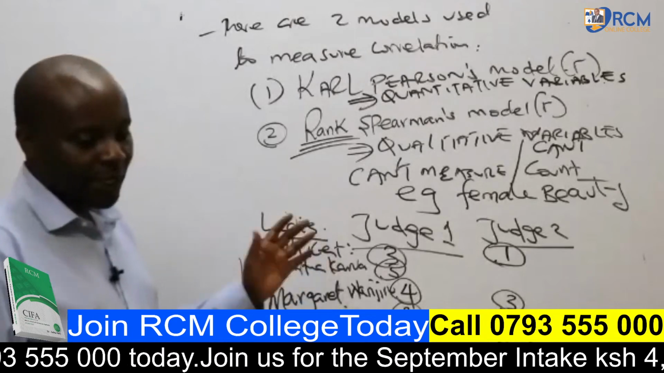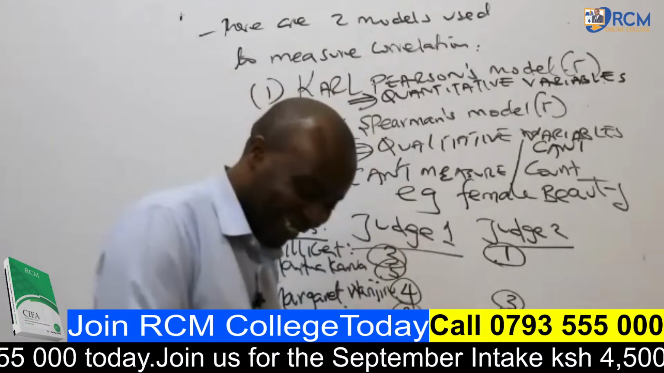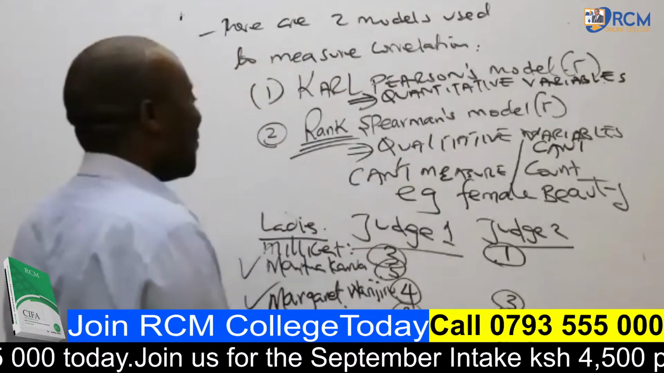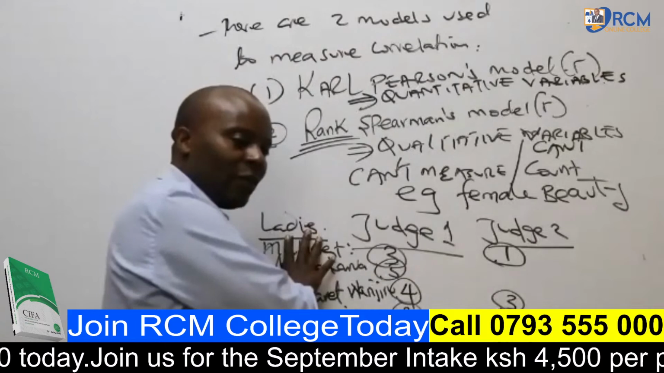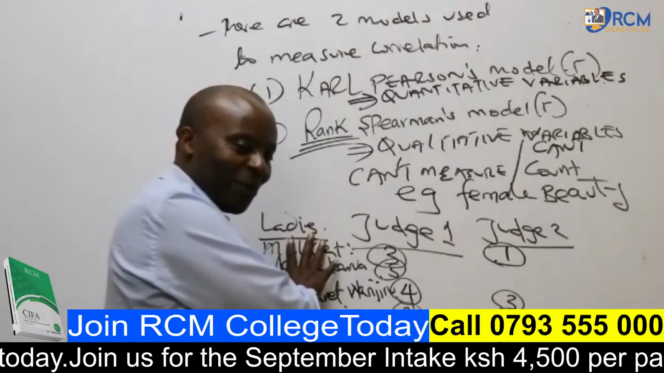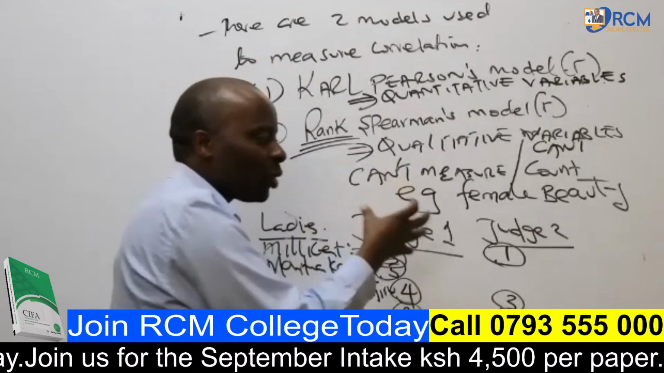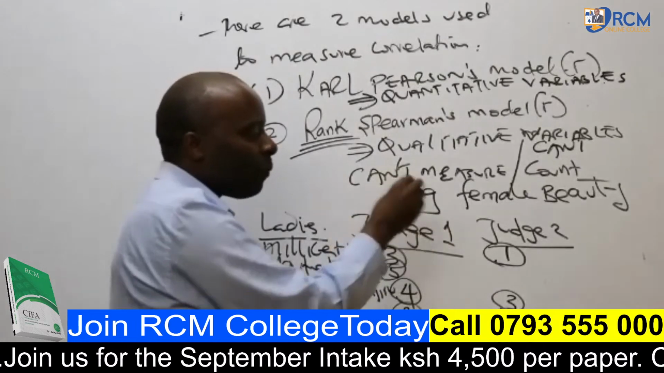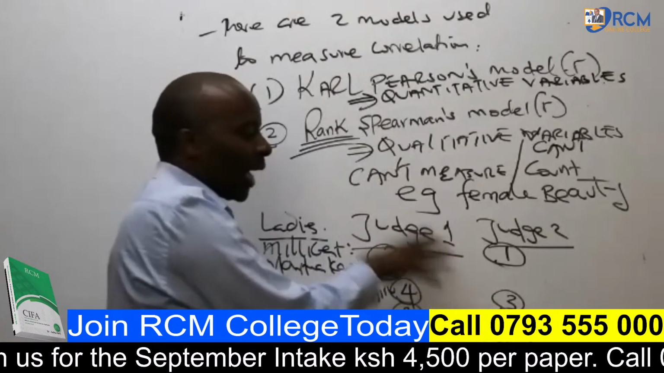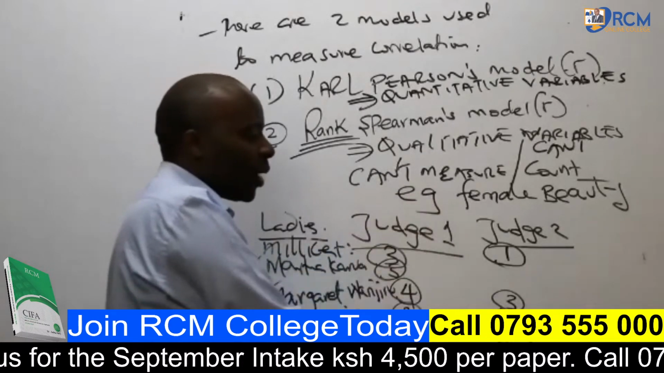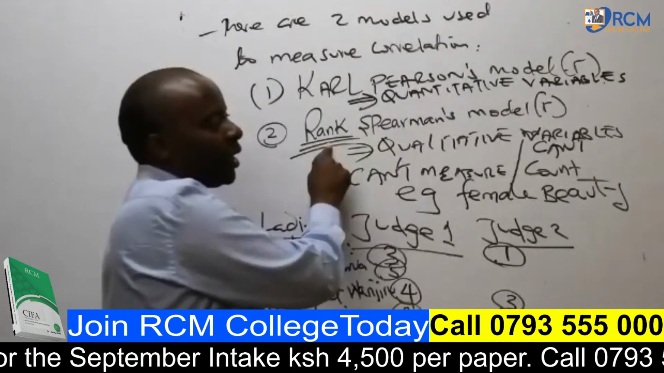Anyway, my point here, ladies and gentlemen, is that this is a qualitative variable. Female beauty, you can't attach a value to this. And for all qualitative variables, for purposes of measuring them, the only way is to have various judges ranking them. And if it is ranks that you have, then the only model you can use is the Spearman's ranks model.